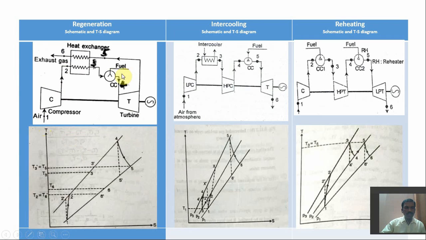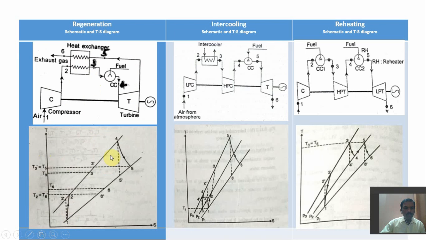This air is compressed, and before supplying to the combustor, it is preheated here, and that is heated with the help of exhaust gas heat from the turbine. So nowhere are you burning additional fuel, and you are recovering the heat. That is why it will obviously increase the thermal efficiency of the cycle. Work output remains the same. This is regeneration.